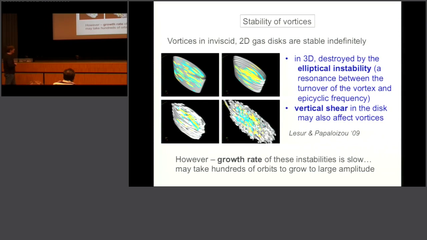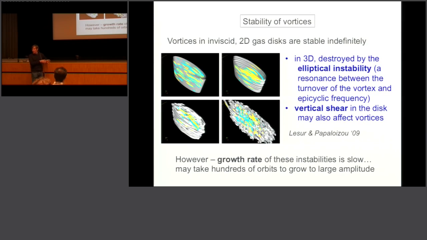Okay, so these instabilities are present. However, something to bear in mind is that the growth rate of these instabilities tends to be rather slow. So the sort of timescales you need for these secondary instabilities to grow can be hundreds, or in some cases even thousands, of orbits. Okay?